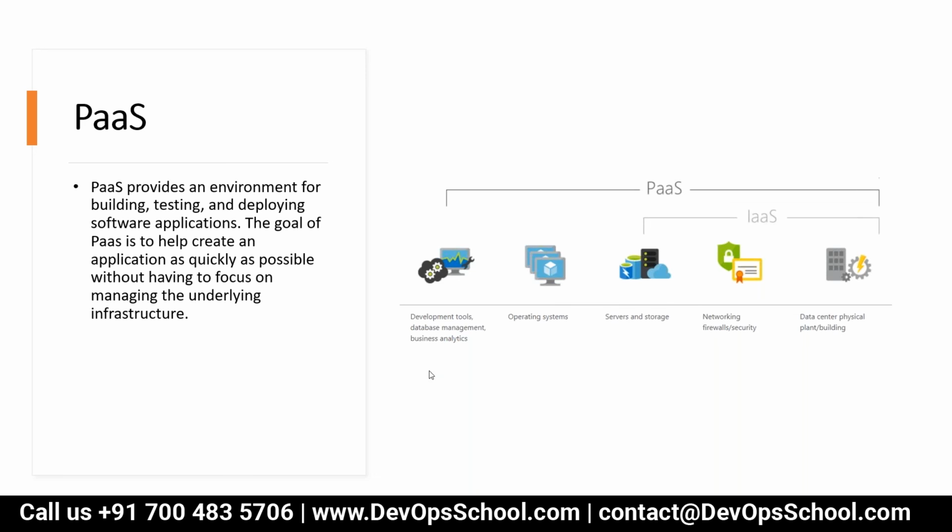So basically, platform as a service is going to provide an environment for building, testing, and deploying software applications. The goal of platform as a service is to help create an application as quickly as possible without having to focus on managing the underlying infrastructure.